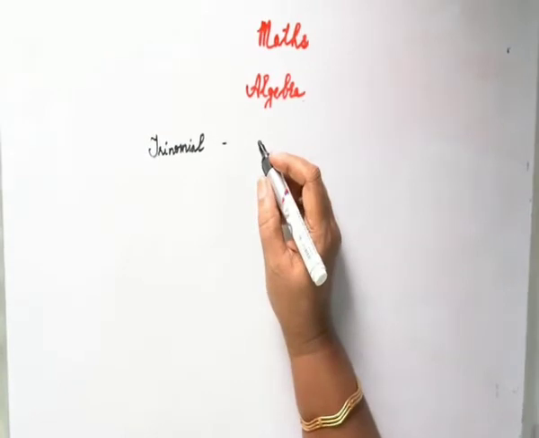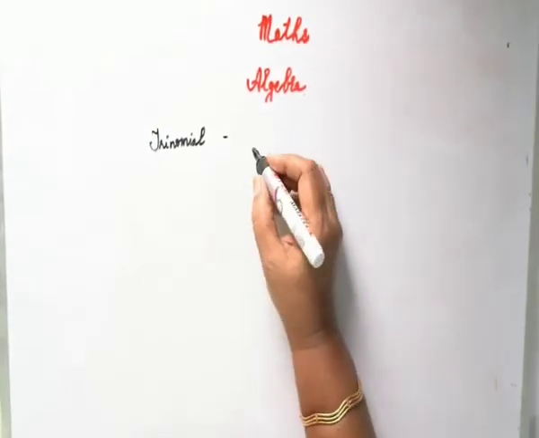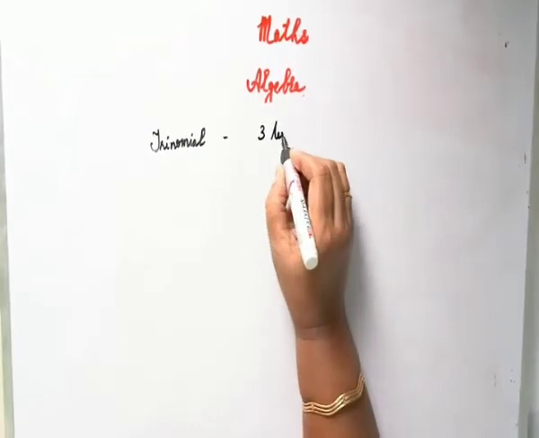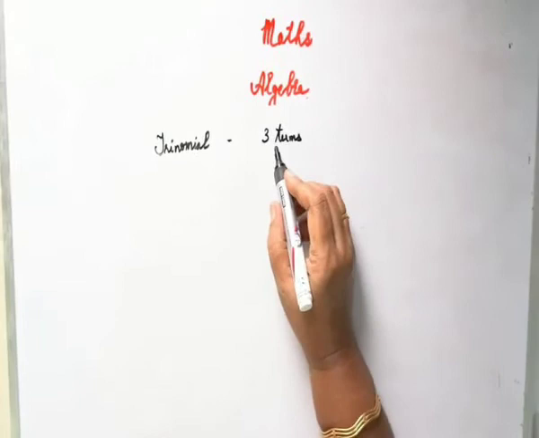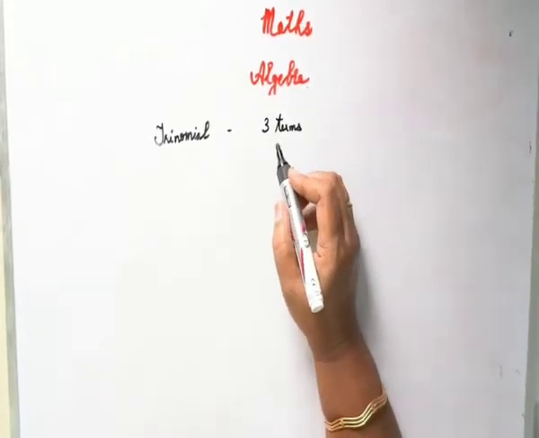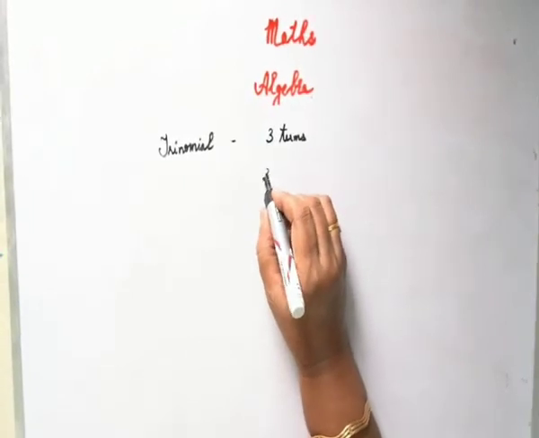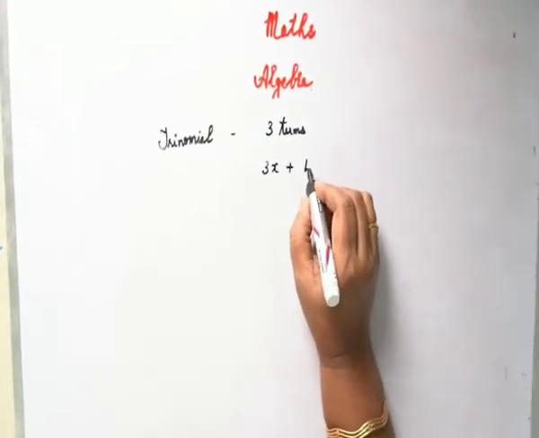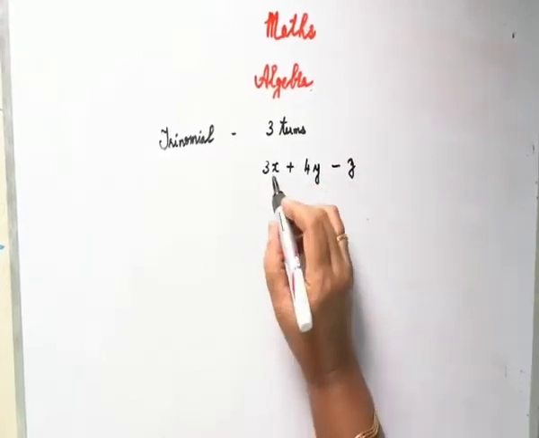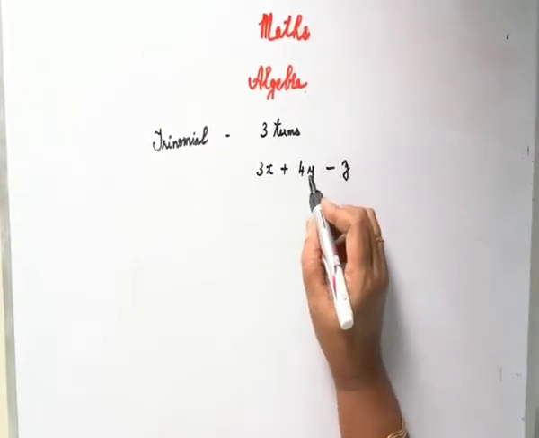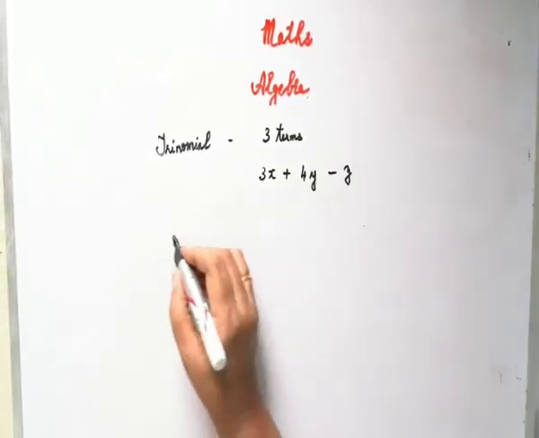Trinomial. If an expression consists of three terms, it's called a trinomial. So if we want to write three terms, we should use a plus sign or a minus sign. Now we will see an example. 3x plus 4y minus z. So this 3x is the first term, 4y is the second term, and minus z is the third term.